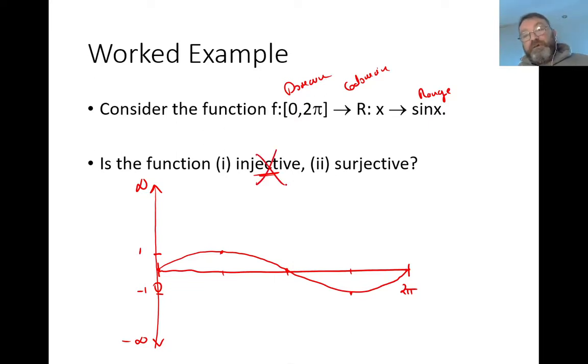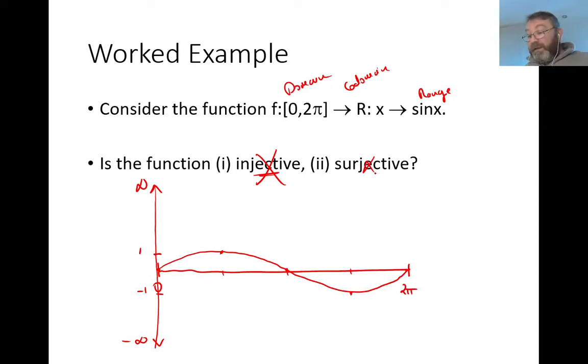Now, is it surjective? In order to be surjective, the horizontal line has to be able to cut the graph at every value on the y-axis. See that? Every value on the y-axis. So if I run my horizontal line from infinity all the way down to 1, it doesn't cut it at all. And as soon as it hits 1, it's going to hit it once, then it'll hit it twice, and then it'll hit it once at the end again. So is it surjective? It's neither.